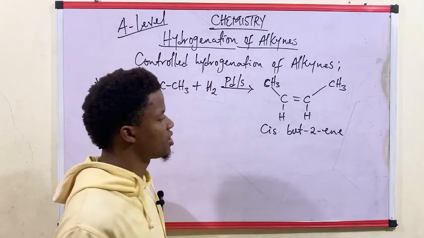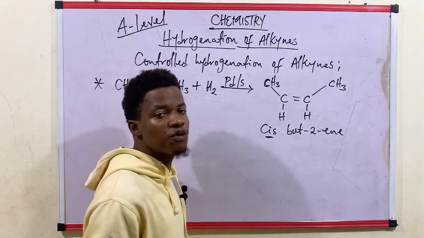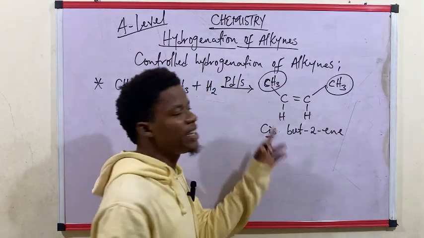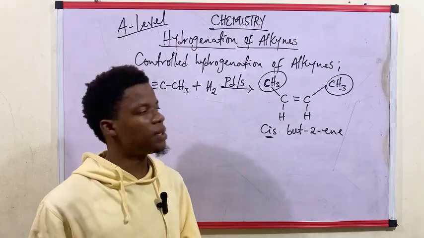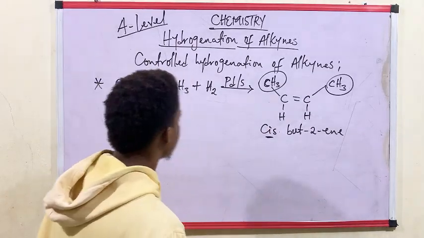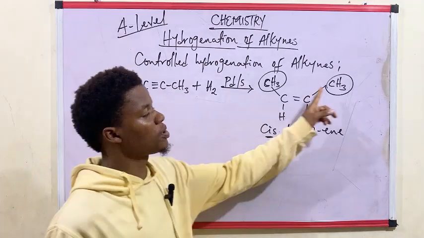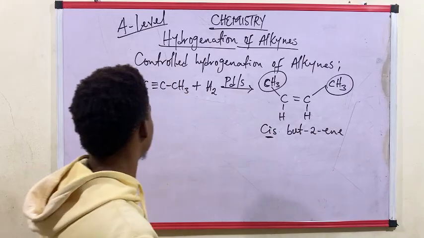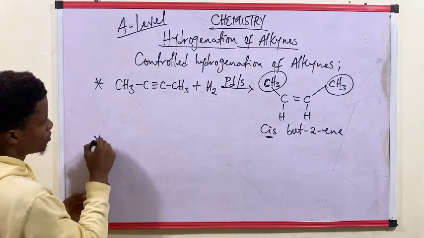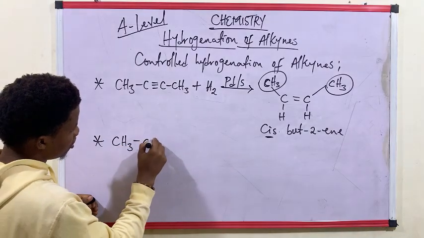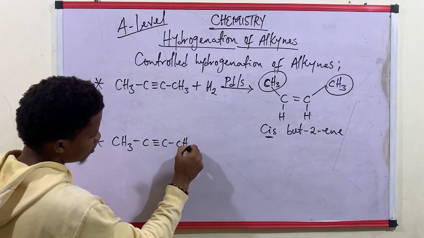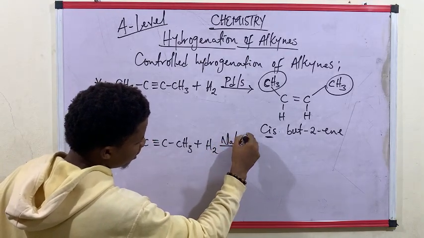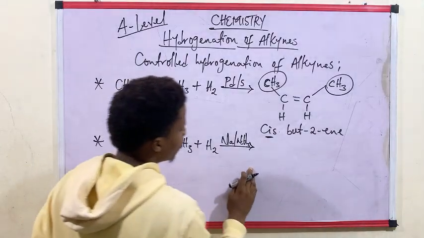So why did I call it cis? A cis is when you have 2 similar groups on the same side. So we have CH3 here, we have CH3 here, so this is a cis, when you have 2 similar groups on the same side. Then a trans is when you have 2 similar groups on opposite sides, on different sides. So one is going up, the other one is going down. So let's use the same example again. We have CH3, C triple bond C, CH3 plus hydrogen. Now we are using sodium in liquid ammonia. So when we use sodium in liquid ammonia, what are we going to get?